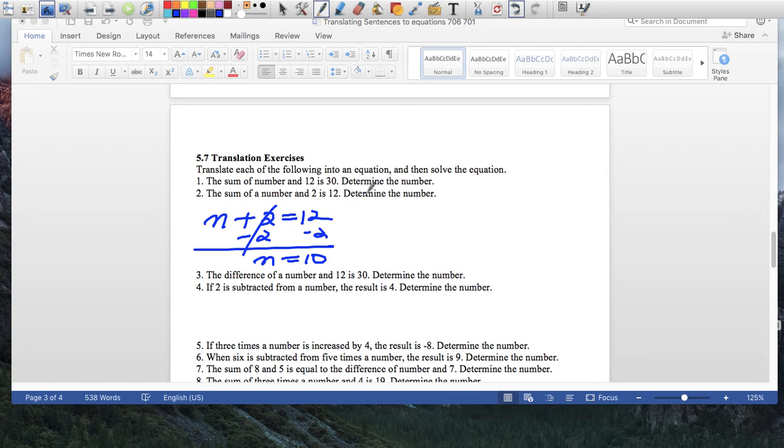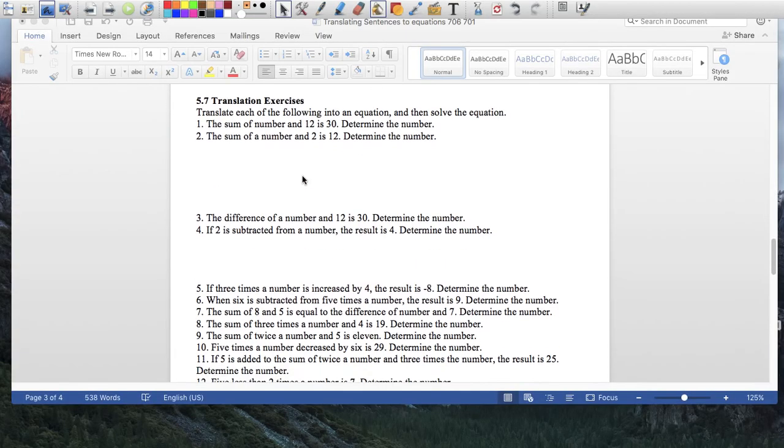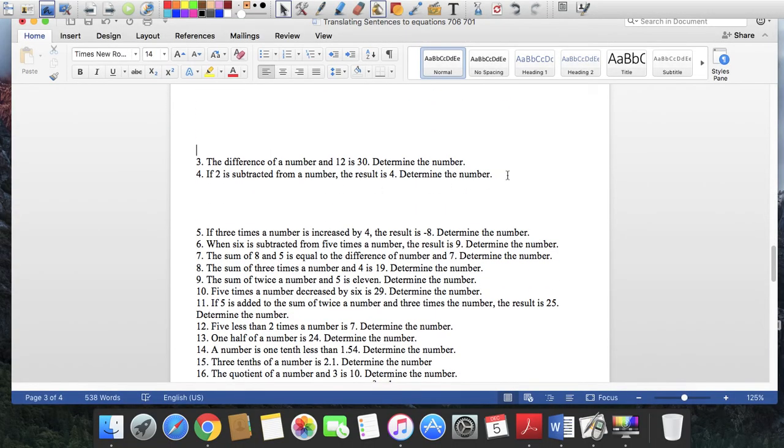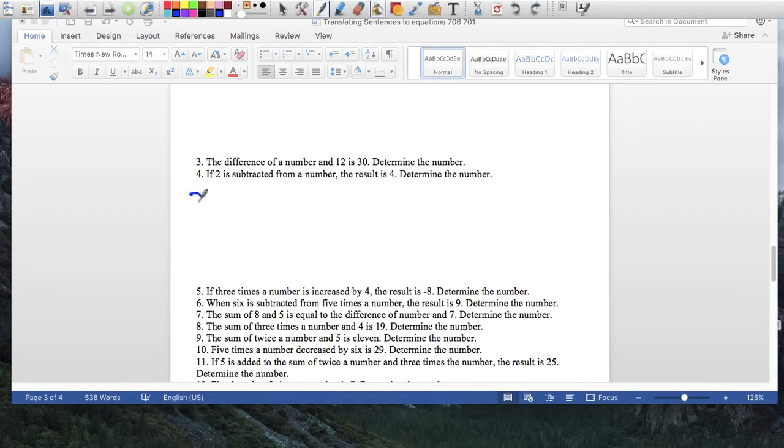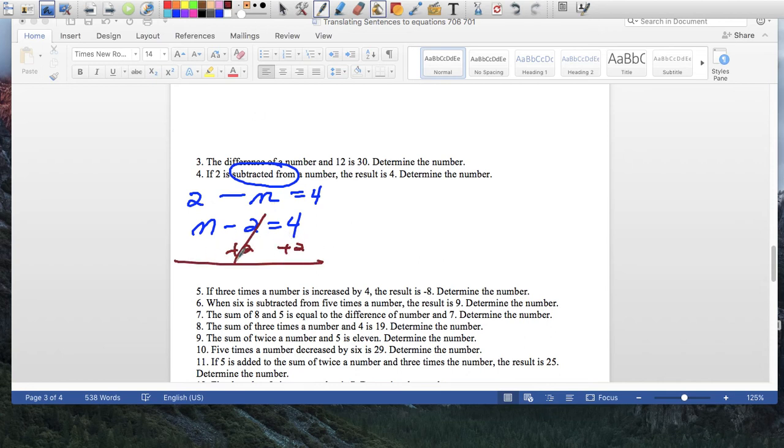Number 4, if 2 is subtracted from a number, the result is 4. So again, the easiest way to do this is to literally translate. 2 is 2, subtracted from is minus. A number is something I don't know, so it's n. The result equals 4. Now, subtracted from is a turnaround word, so we're going to switch positions here. So it's actually n minus 2 equals 4. Again, one-step equation now. Plus 2 here, plus 2 here. And n equals 6.